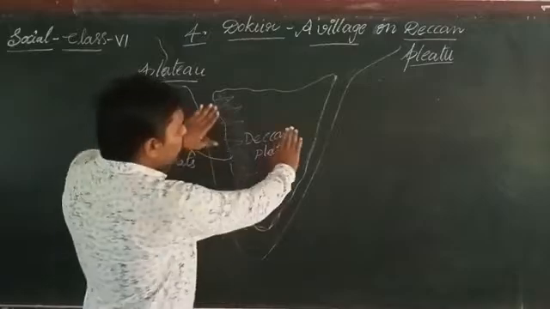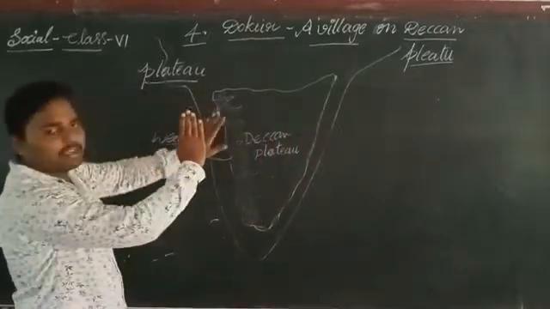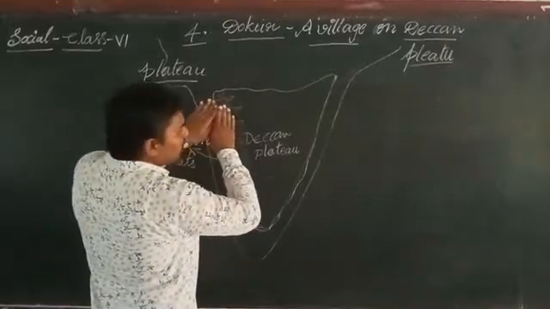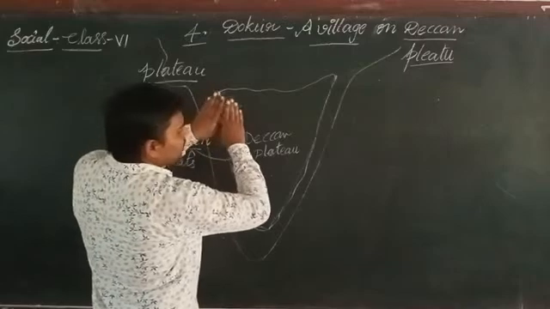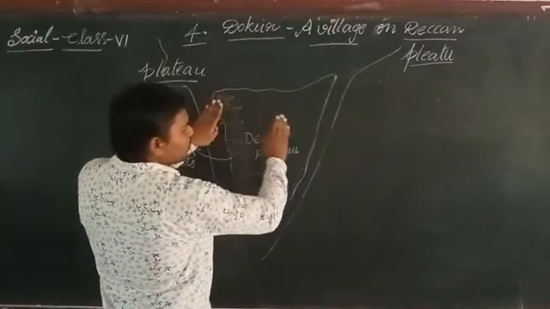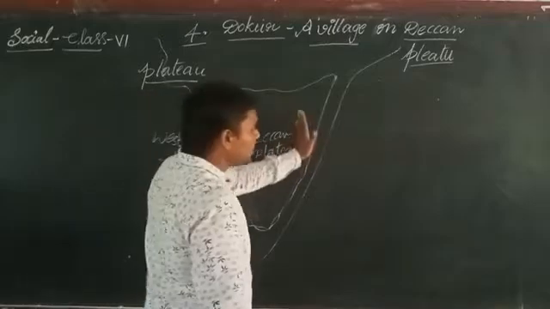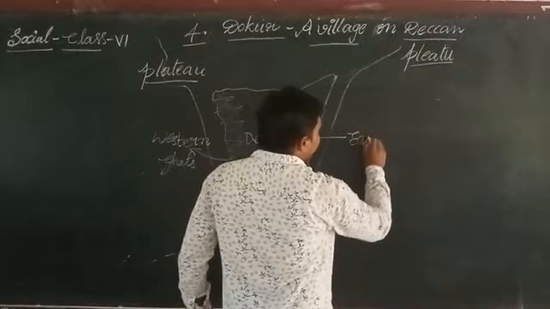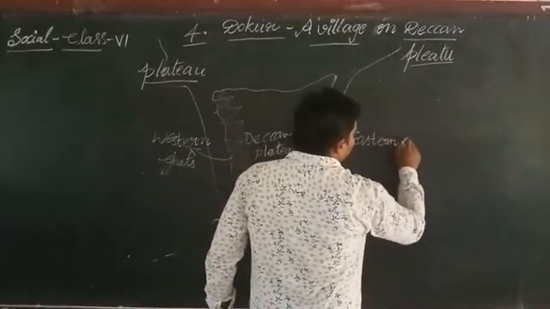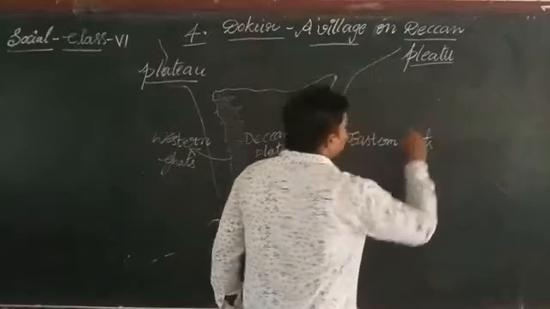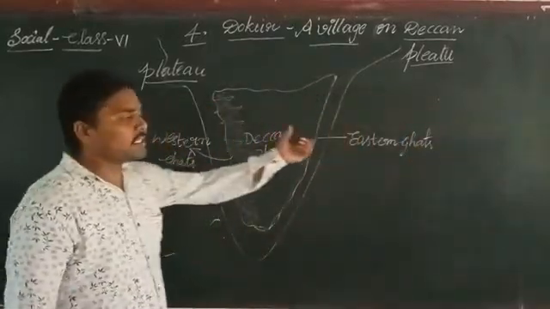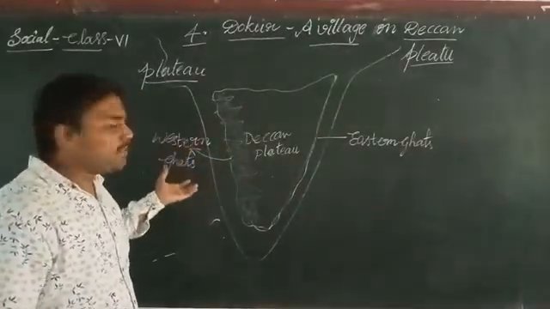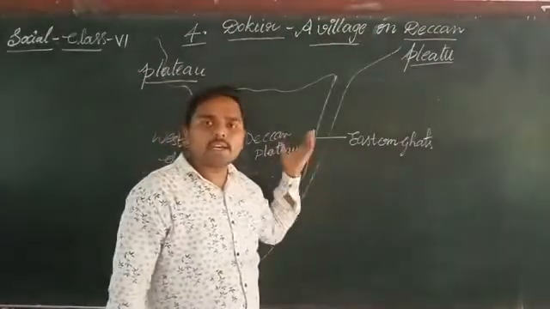And it slopes like this. Here it has very high elevation, and when we move from the west to the east, it just slopes towards the east. This Deccan Plateau has the Eastern Ghats at the east side of India. The Western Ghats and Eastern Ghats are the parts of the Deccan Plateau, lying on the west side and the eastern side of India respectively.